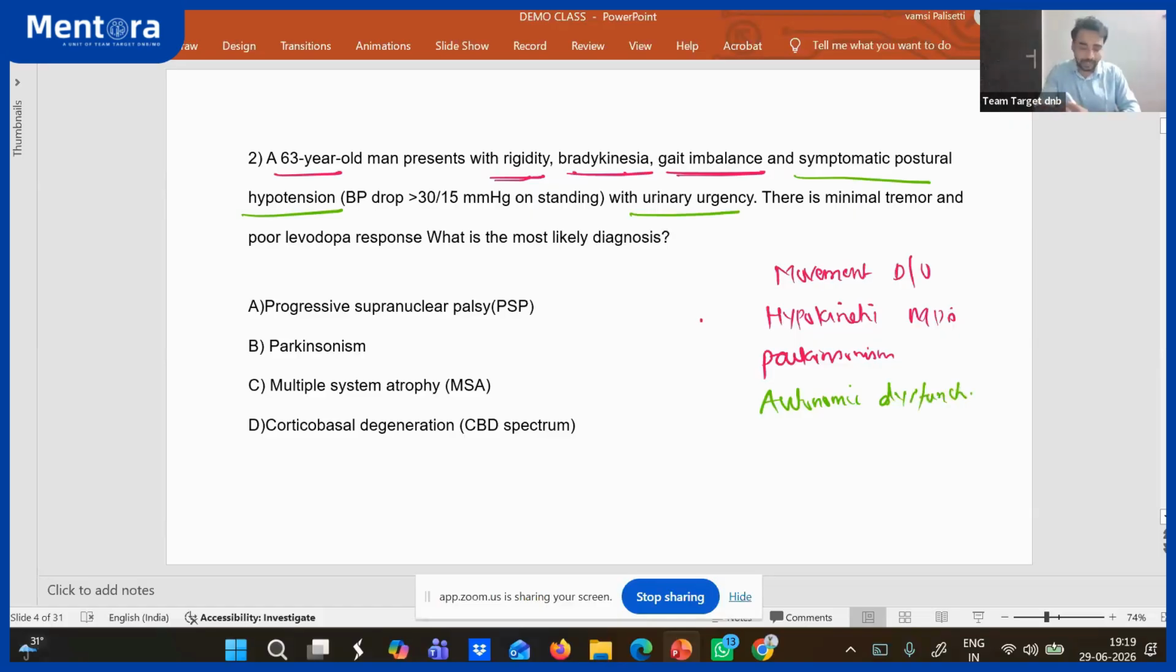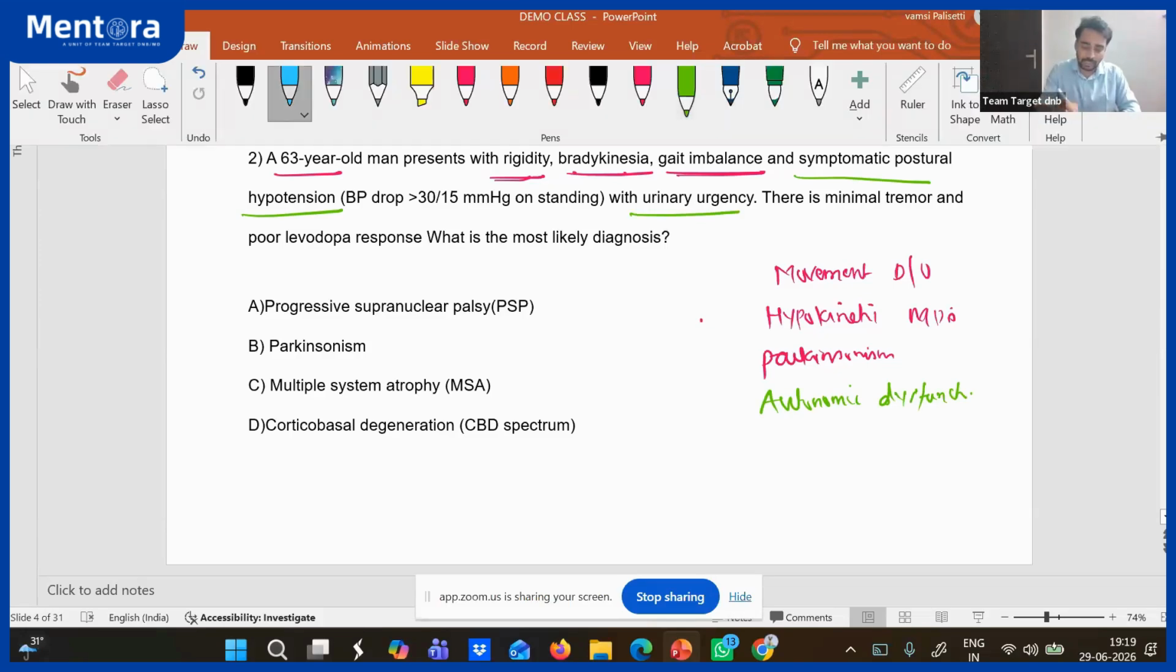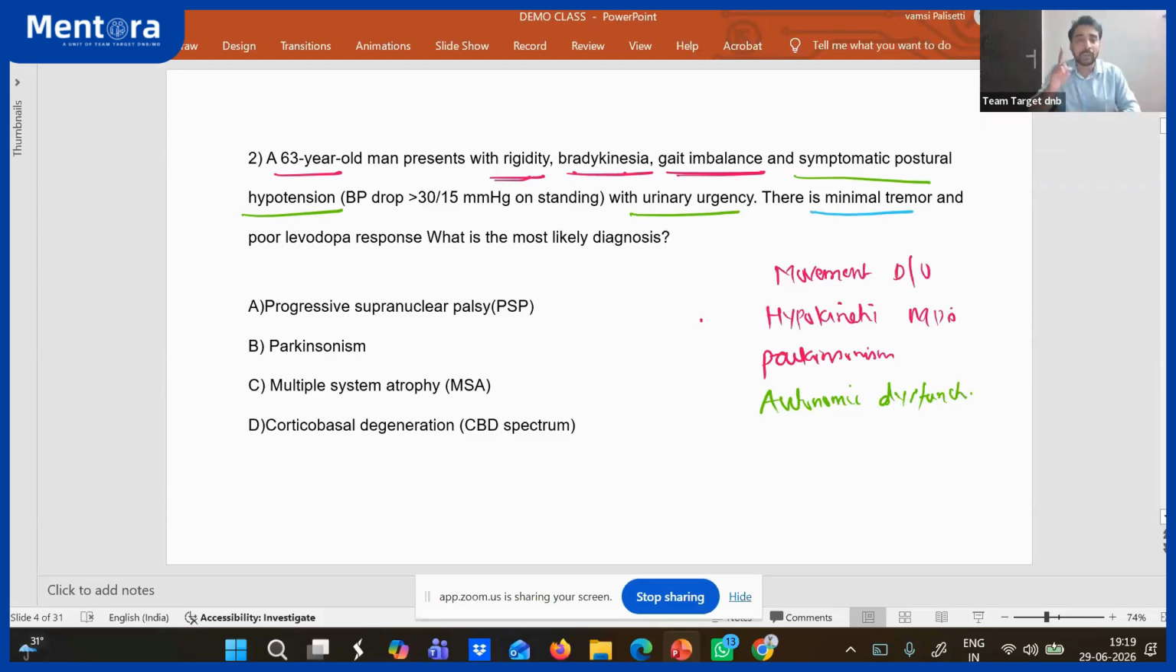Okay, and there is minimal tremor. Even though it is Parkinsonism, tremors are less, and then a poor levodopa response. Usually Parkinsonism will respond to levodopa, but there is a poor levodopa response. These two points indicate it's an atypical Parkinsonism. Atypical Parkinsonism. Right? Now, what is the most likely diagnosis?